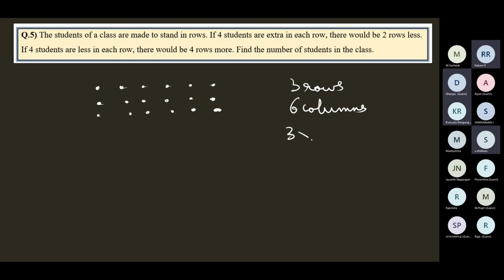18. 3 6s are 18 dots. We won't count 1, 2, 3, 4, 5, 6. We won't count. The product of the rows and columns will give us the total count, 18.